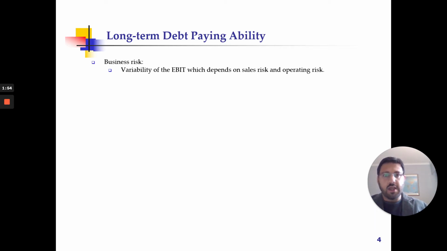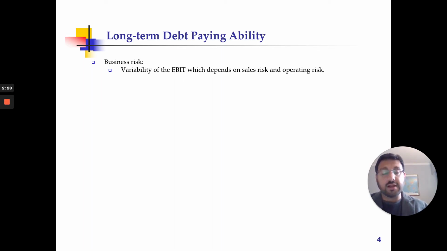When it comes to the long-term debt paying ability ratios, we need to understand, first of all, why the firm raises debt. You might have heard many times that companies try to borrow because this is actually a cheaper source of funding. That is right, and one reason is that the interest paid on that debt is tax deductible, and this is how they do the saving.